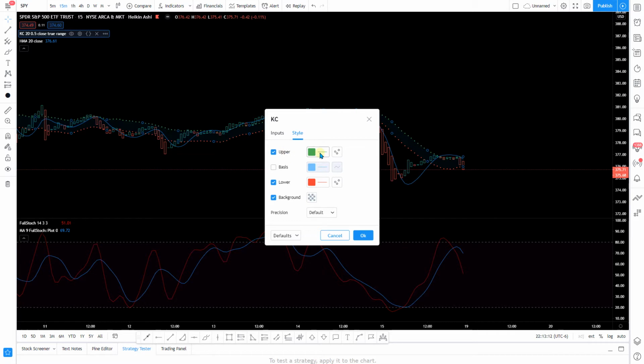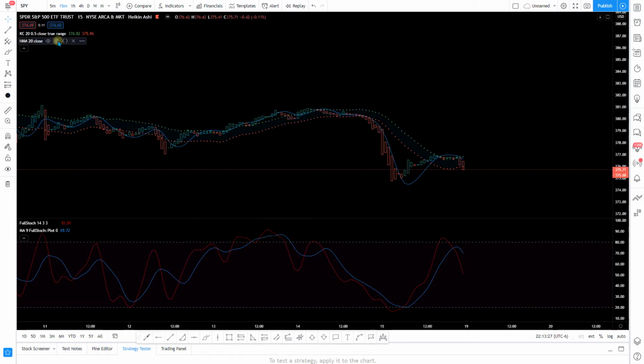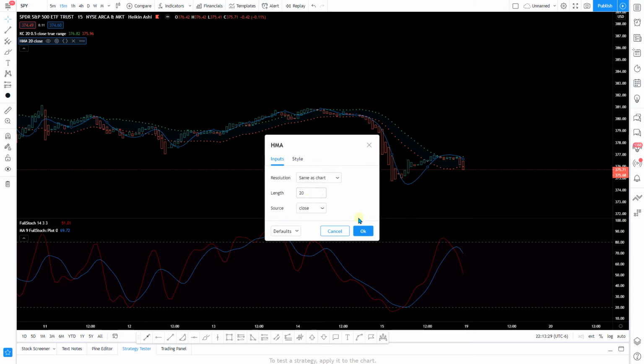Just using upper and lower band. Upper green, lower is red. Circles instead of lines. You can use lines if you want. It's not necessary that you use circles, and background doesn't matter, so you just hit OK. Then the hull moving average is just based on a 20 period for the length there, and source is close.